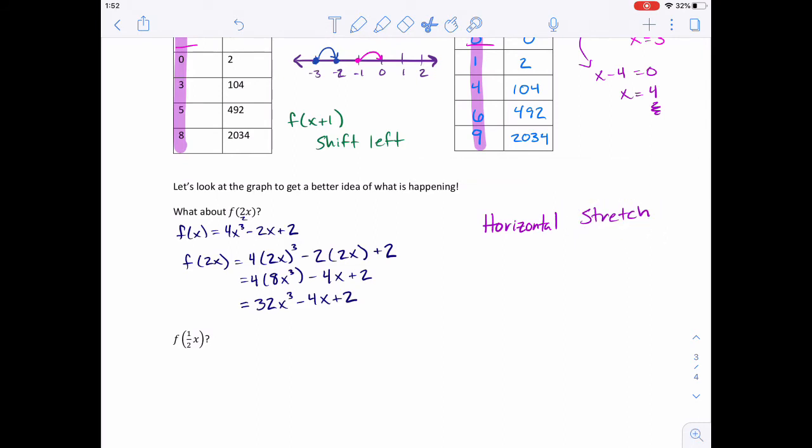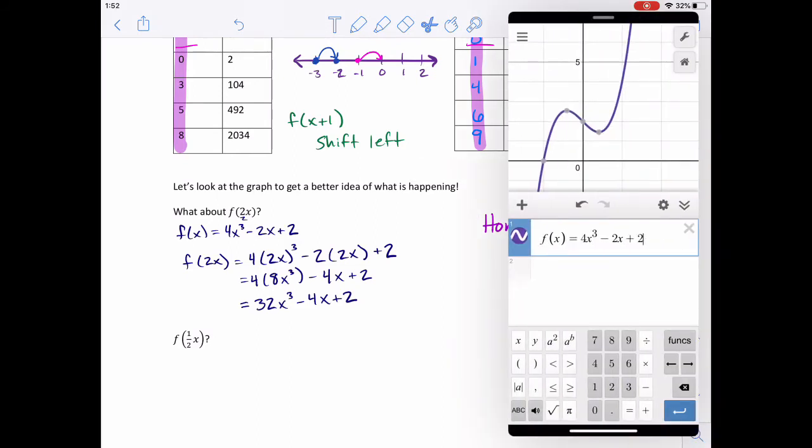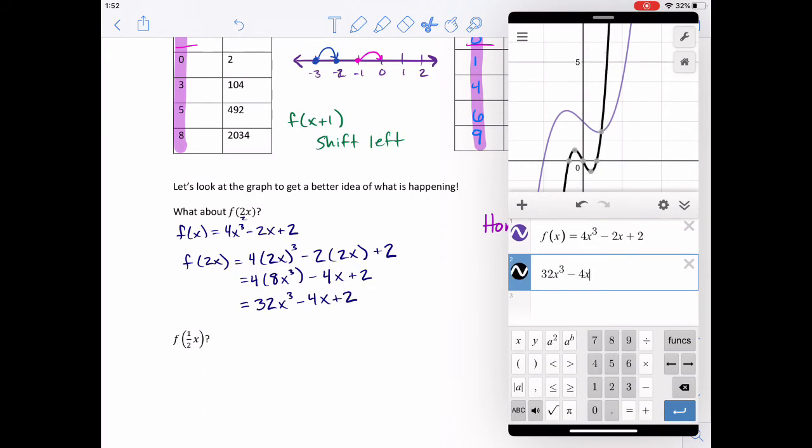Well, let's look. So we have our original function. Let's put in our new guy. So we got 32x cubed minus 4x plus 2. So did we stretch? That doesn't look like a stretch to me, right? So something interesting to note is that our maxes and mins are about the same level that they were before.